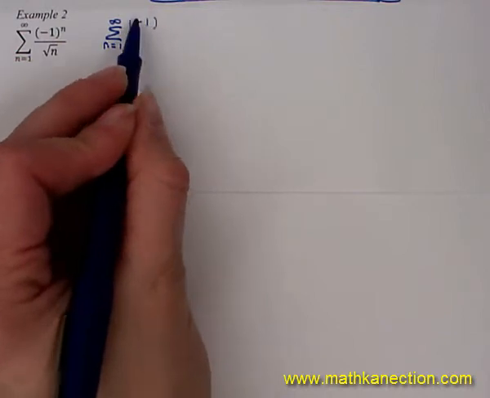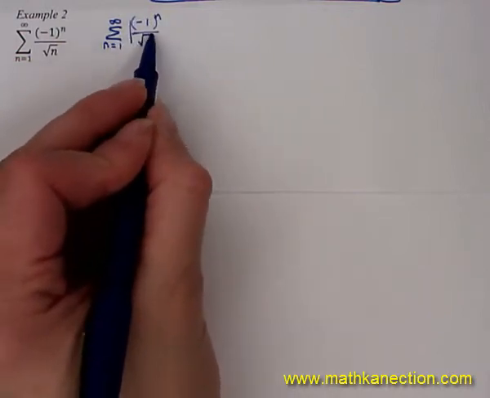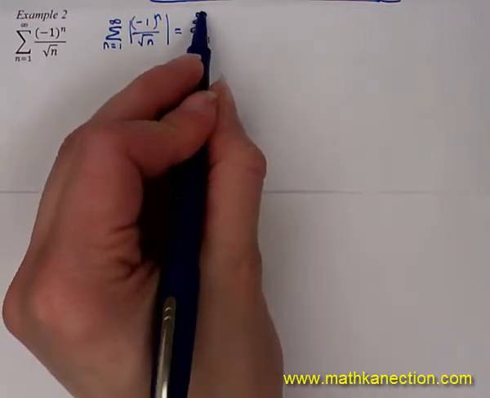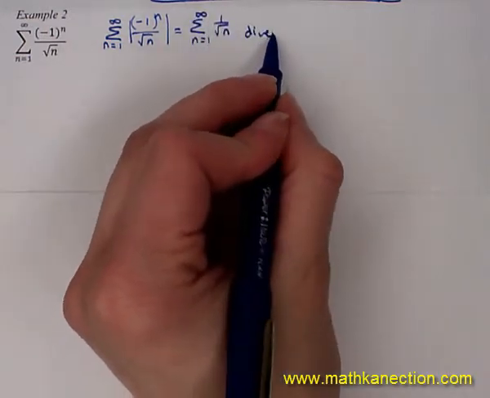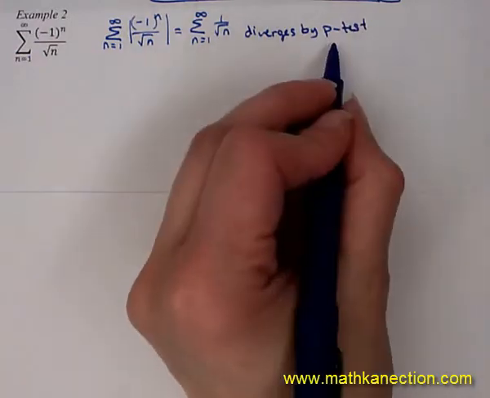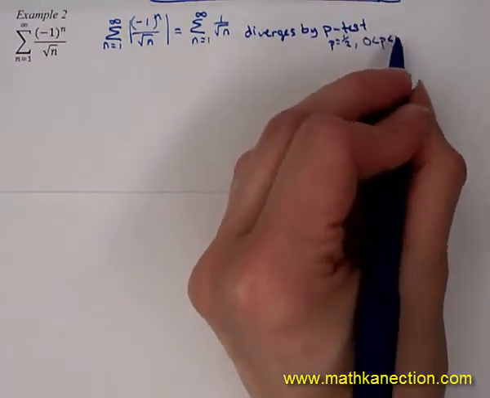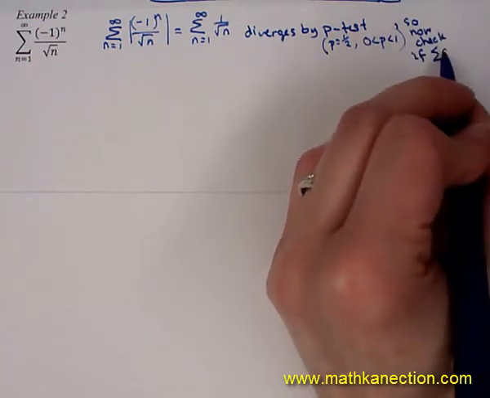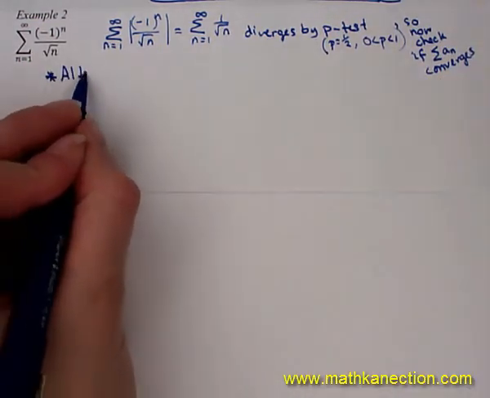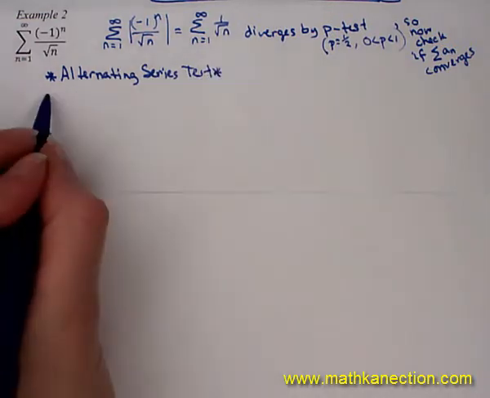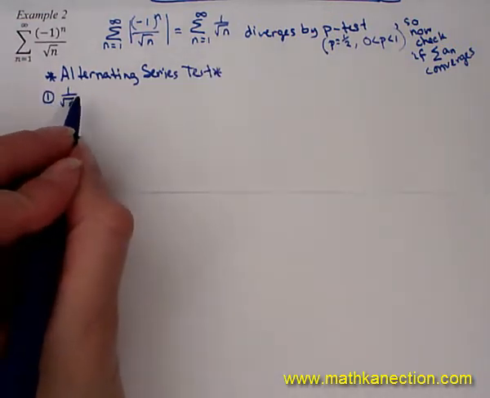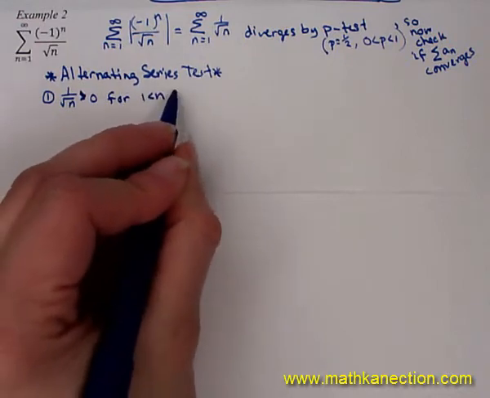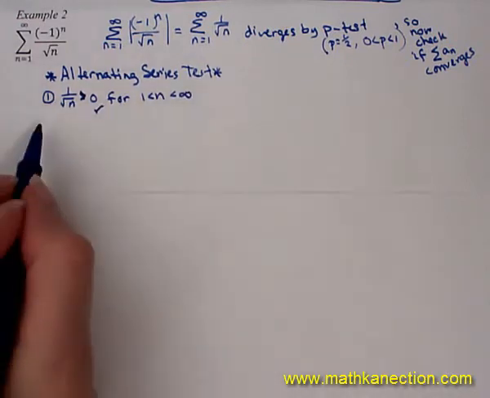The next example, looking at the series, taking the absolute value of the a sub nth term. Simplifying that will make the series from n equals 1 to infinity of 1 over the square root of n. And since we know that series diverges by the p-test, since the value of p is between 0 and 1, we now need to check to see if the series of just a sub n itself will converge. By using the alternating series test, the u sub n term is positive for any value of n between 1 and infinity.